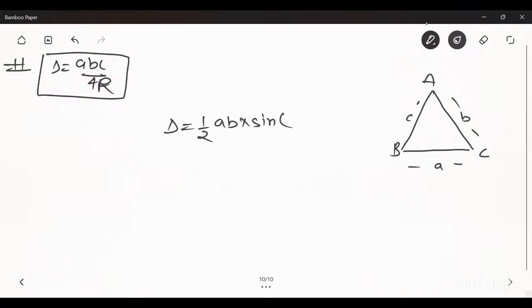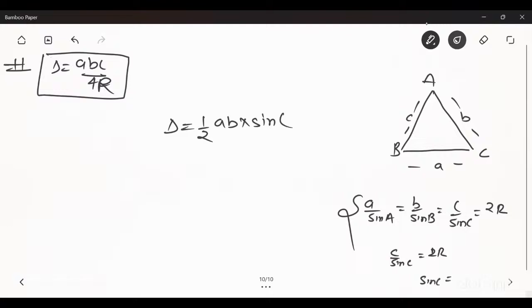Side opposite to angle C is c. We know the sine rule: a upon sine A is equal to b upon sine B is equal to c upon sine C is equal to 2R. So if c upon sine C equals 2R, then cross multiplying, the value of sine C will become c upon 2R. So in place of sine C, I can put c upon 2R.